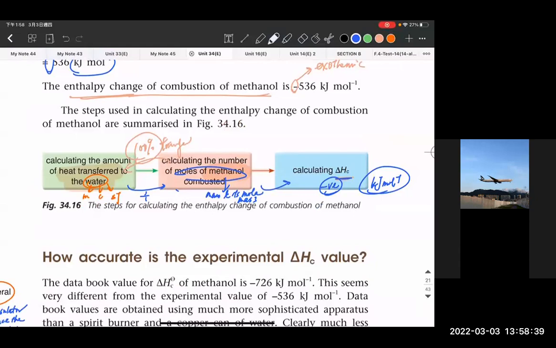Is that clear? So this is what I would like to share with you today on delta H of combustion: the experimental setup, the calculations, and the error analysis. Any questions so far?